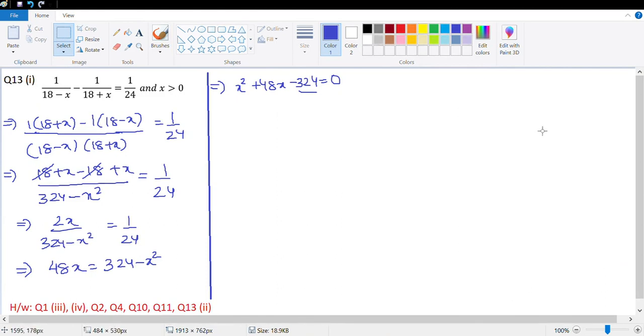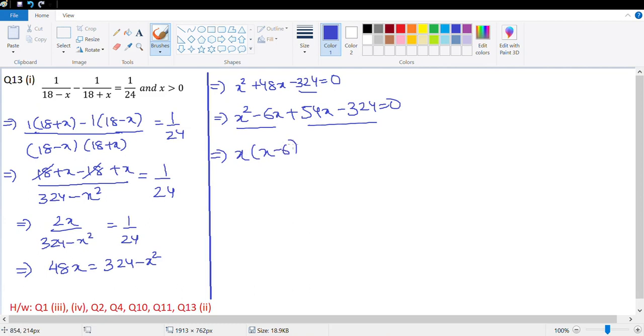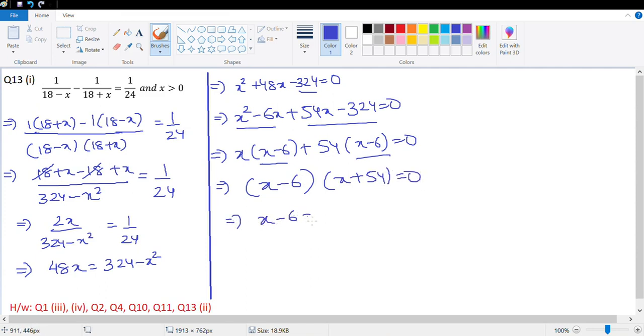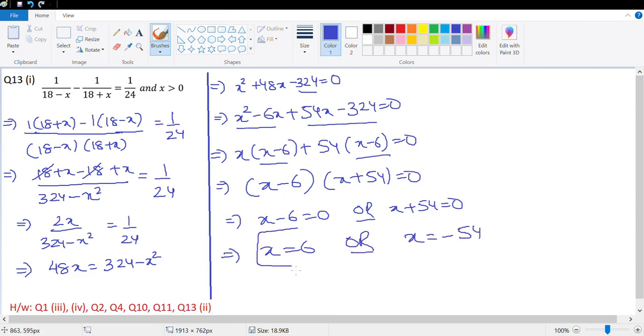Let me just erase this to create some space. So we have x square minus 6x plus 54x minus 324 is equal to 0. Grouping it the way I've underlined, x times x minus 6 plus 54 times x minus 6 is equal to 0. x minus 6 is common. So this is x minus 6 times x plus 54 is equal to 0, which means x minus 6 is 0 or x plus 54 is equal to 0. This gives us x is equal to 6 or x is equal to negative 54. So these are the two possible solutions.